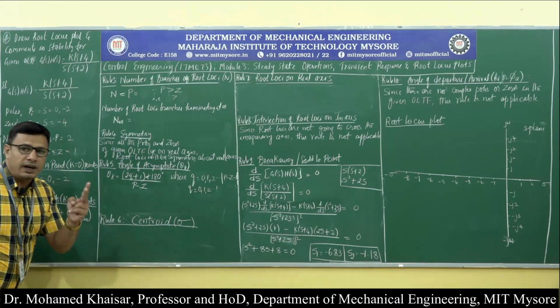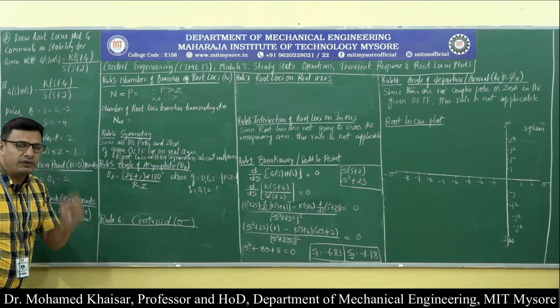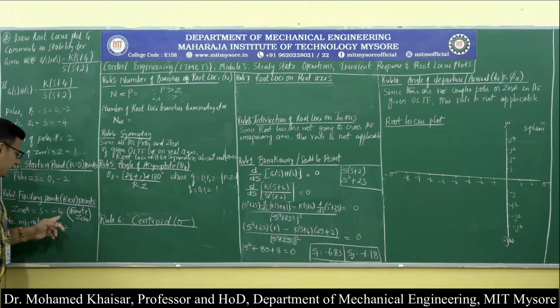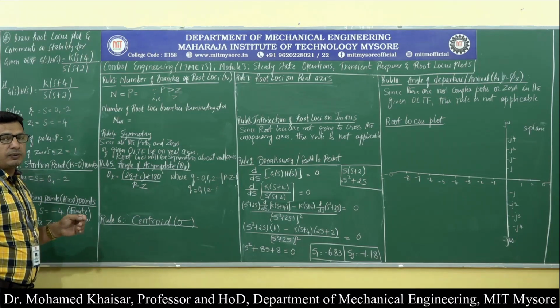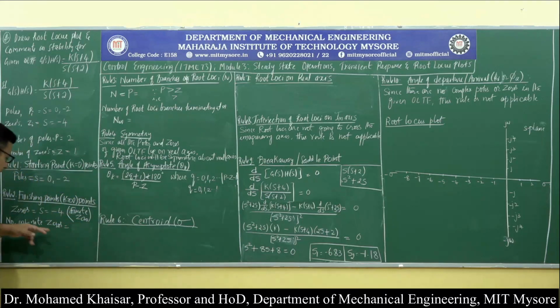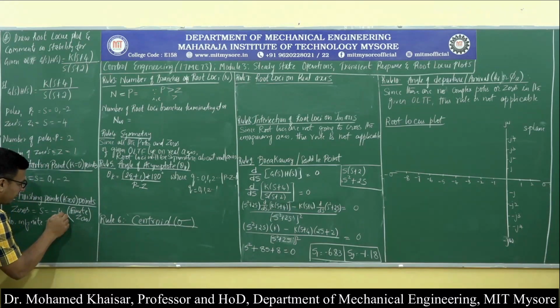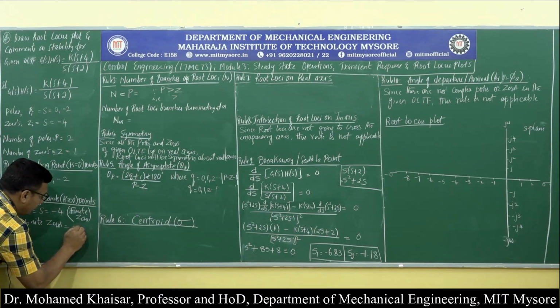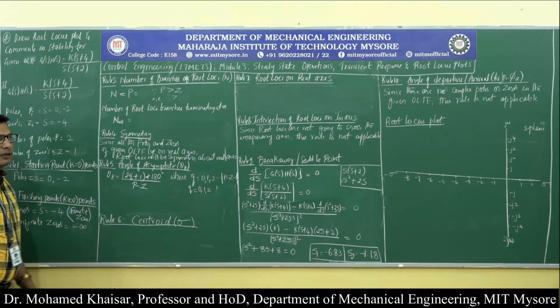Since there are two starting points, there must be two finishing points also. But we are having only one zero, that means there is only one finishing point at minus 4. The other branch of root loci, which is starting at the other pole, will terminate at the infinite zero. So one finishing point is minus 4, the other finishing point will be minus infinity.